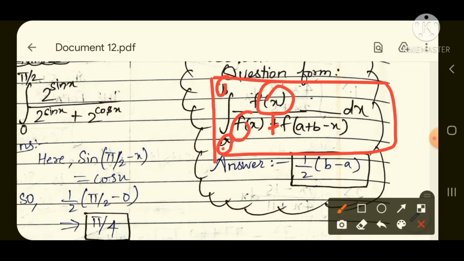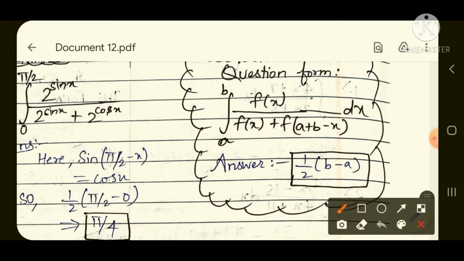If the question is in this format, then the answer is very small. Here it would not take even 2 seconds, it would take only 1 second. If you become a master in solving these, you just need to subtract these both and divide by 2. So here b minus a by 2. See, this is the required answer.